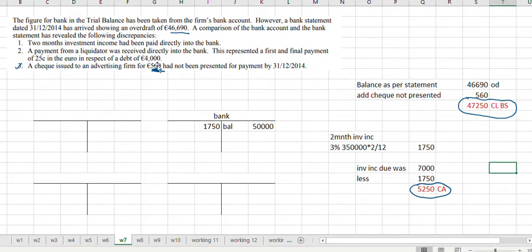Next, a payment from a liquidator was received directly into the bank. This represented a first and final payment of 25 cents in the euro in respect of a debt of 4,000 euro. So we received 1/4 of the money of a debt of 4,000. So basically we received 1,000 into the bank. The other accounts we're going to deal with are debtors and bad debt written off, because we're only getting 1/4 of the money.